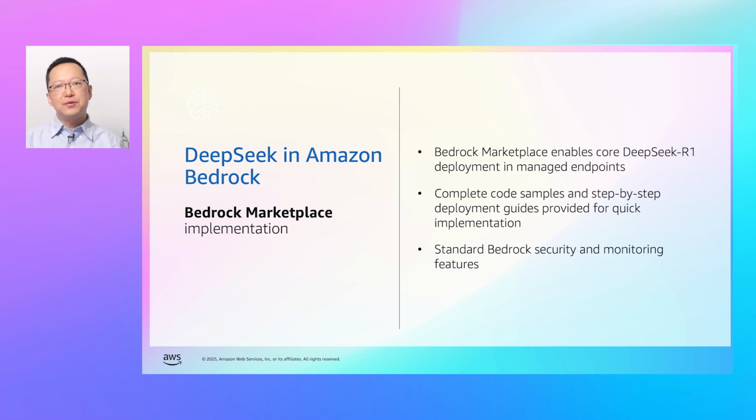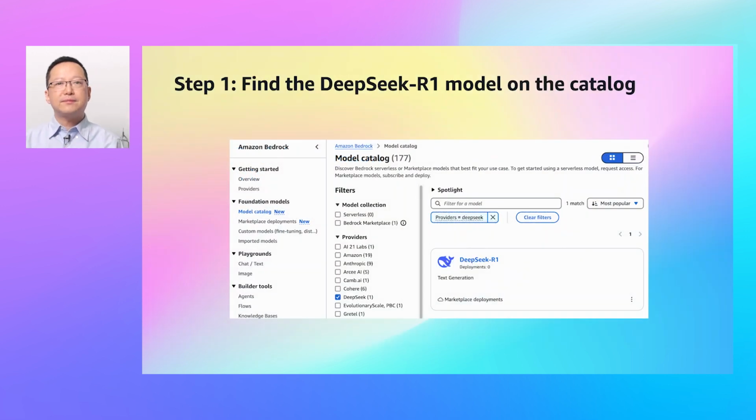I will now guide you through the step-by-step process of deploying the DeepSeek R1 model through the Amazon Bedrock Marketplace. First of all, to access the DeepSeek R1 model in Amazon Bedrock Marketplace, go to Amazon Bedrock console and select the model catalog under the Foundation Models section. You can quickly find DeepSeek by searching or filtering by model providers.